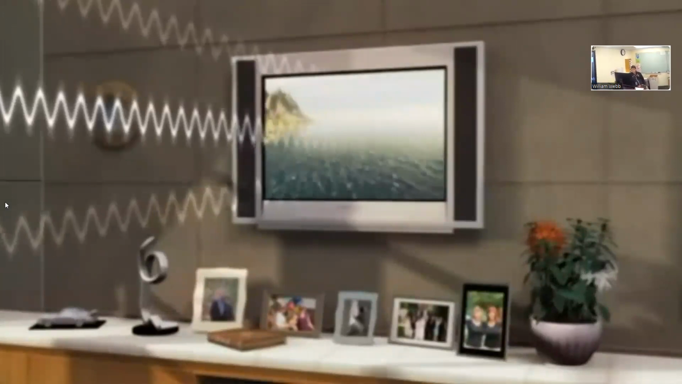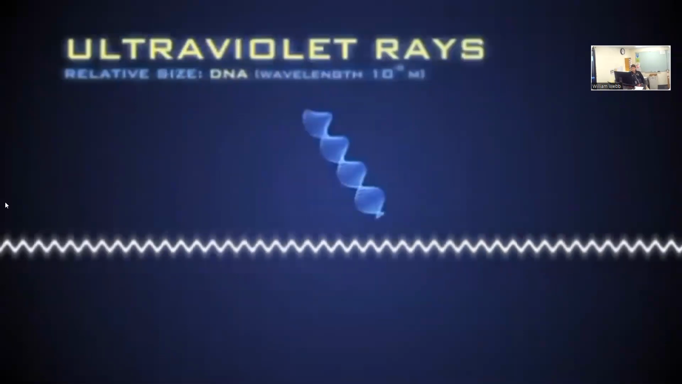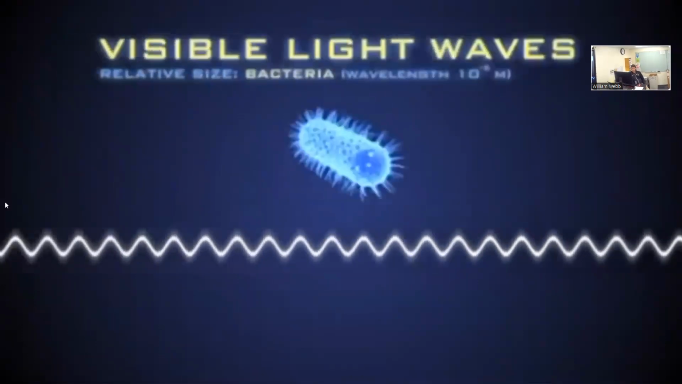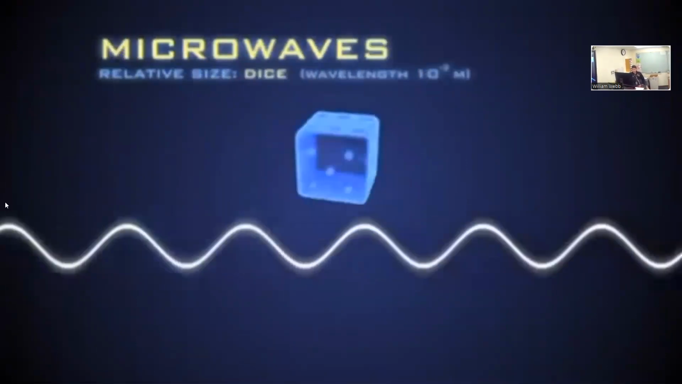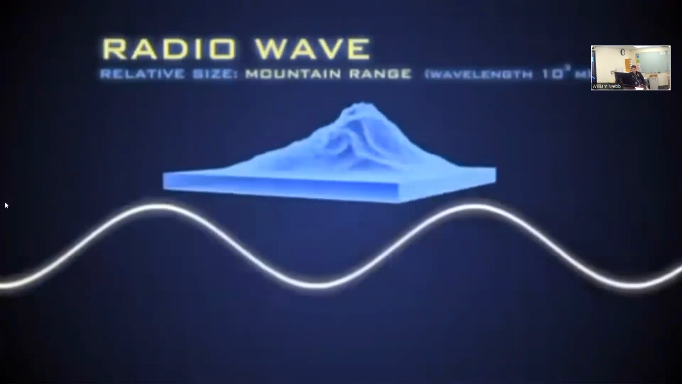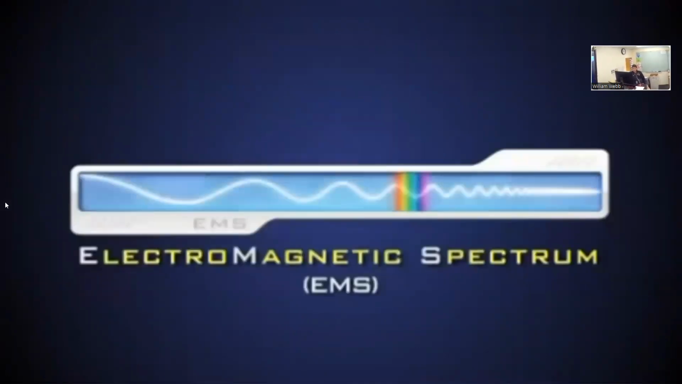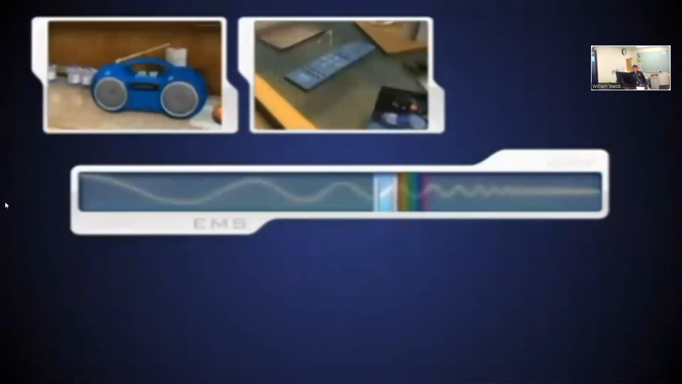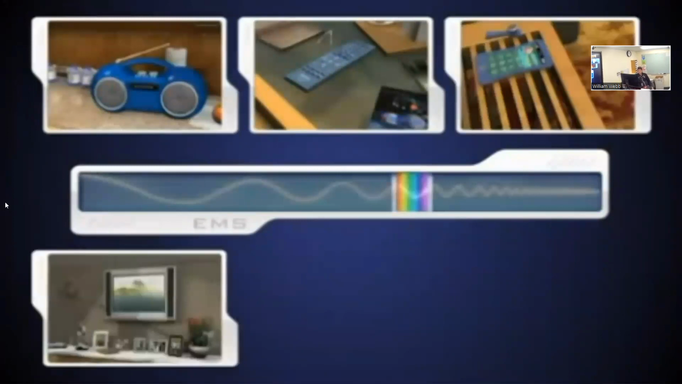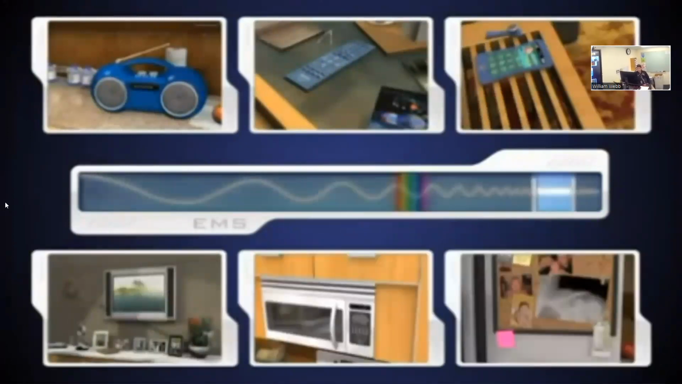These waves spread across a spectrum from very short gamma rays to X-rays, ultraviolet rays, visible light waves, even longer infrared waves, microwaves, to radio waves which can measure longer than a mountain range. This spectrum is the foundation of the information age and of our modern world. Your radio, remote control, text message, television, microwave oven, even a doctor's X-ray, all depend on waves within the electromagnetic spectrum.